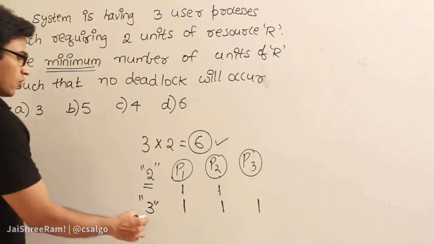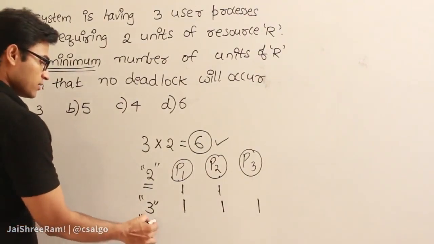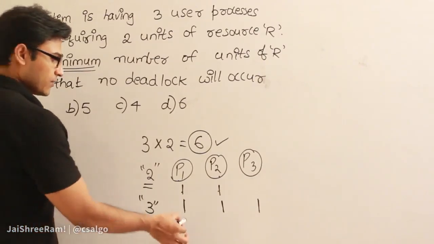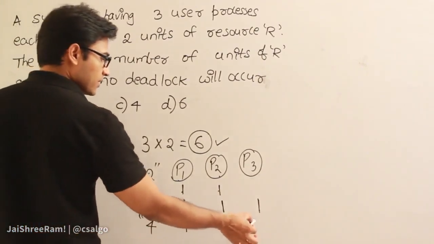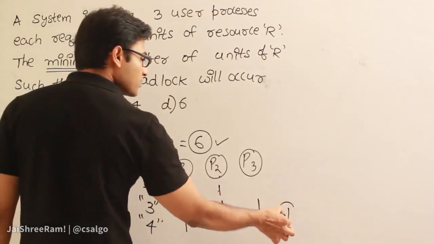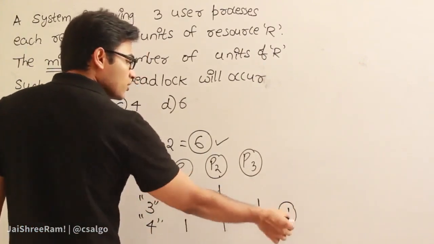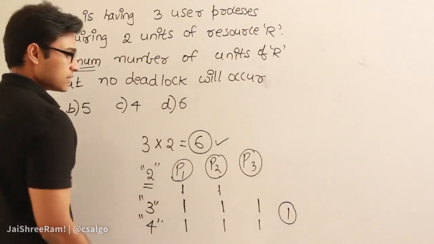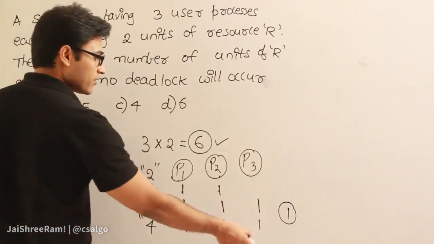Maybe if I have 4, is deadlock still possible? Let's see. If this one takes 1, this one takes 1, and this one takes 1, I'll still have one more free resource. I could give it to anyone, and that will finish its execution. And after that finishes, I'll give it to the next one.